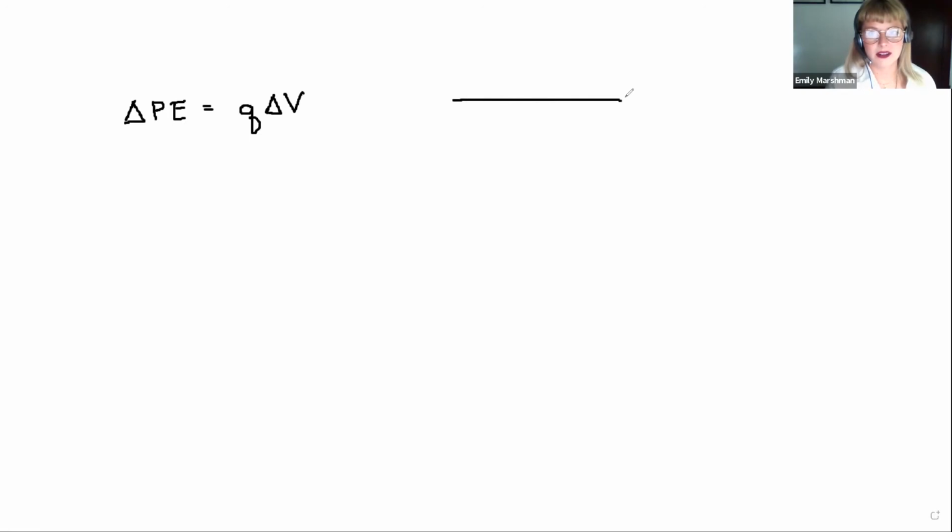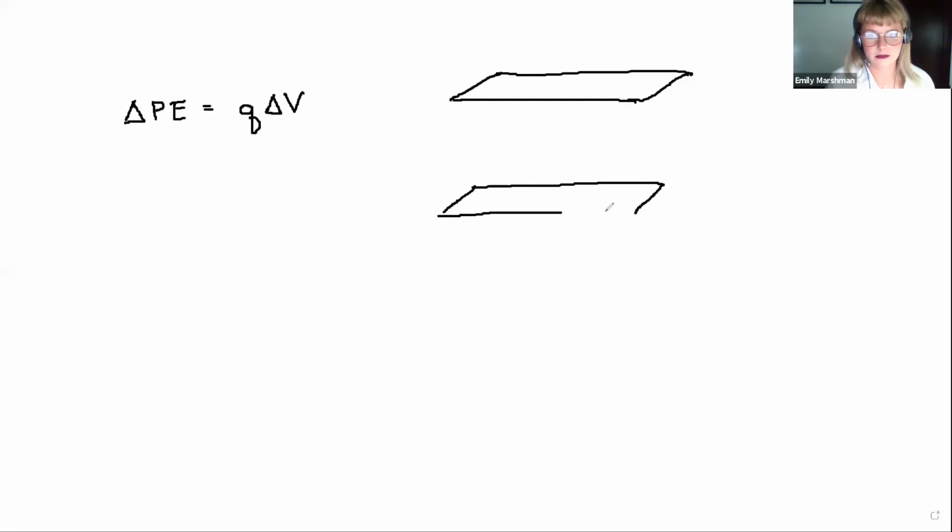I'm going to set up a situation in which I have two plates. So this is a 3D thing. These are conducting plates. And let's suppose on the top conducting plate, we have an overall positive charge, that it's positively charged. It's spread out evenly across this conducting plate. And on the bottom, we have another plate which has negative charge spread out evenly on it.